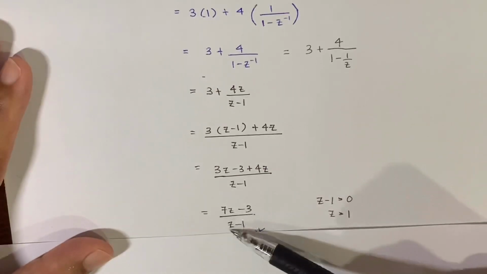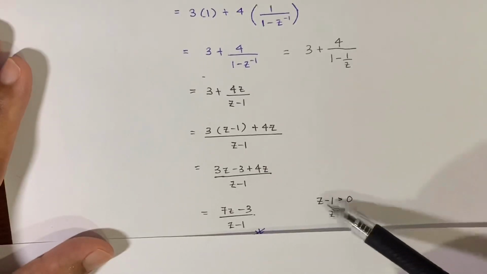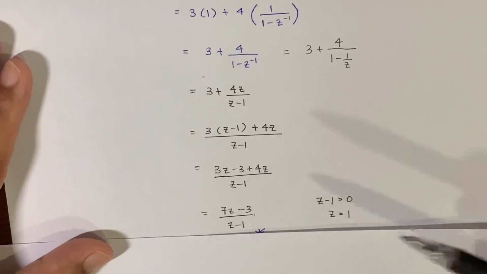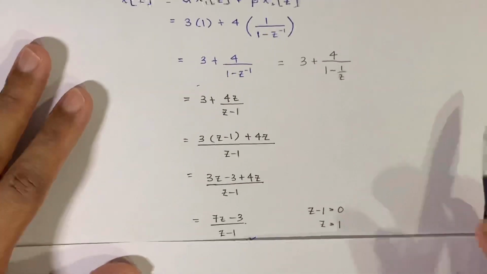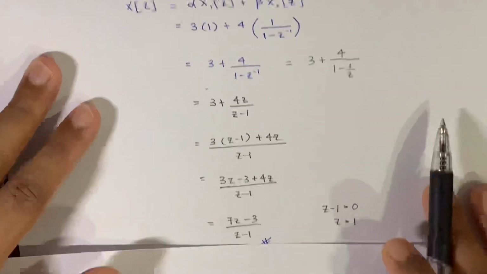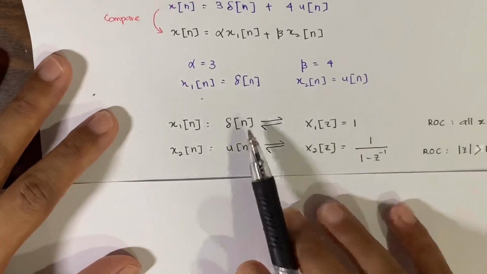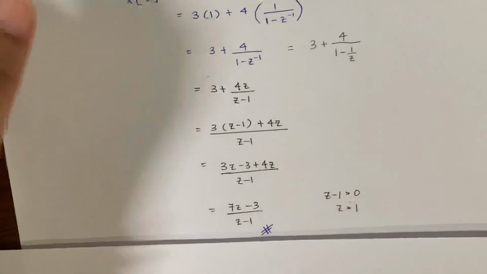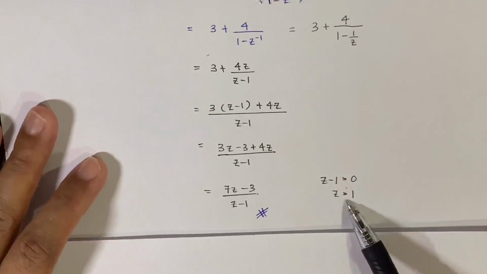We know that z minus 1 equal to 0, so z equal to 1. But we need to find whether it is greater or less. Because the signal is right-sided, the ROC is greater than 1.